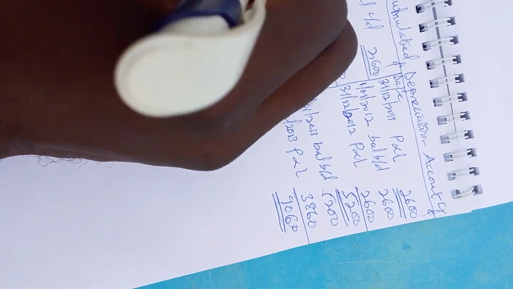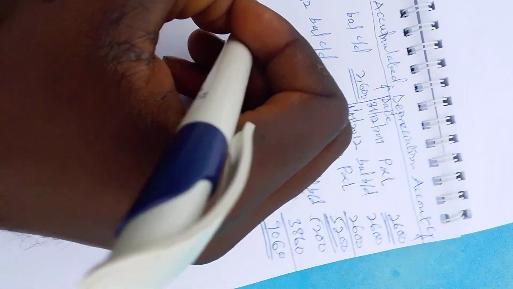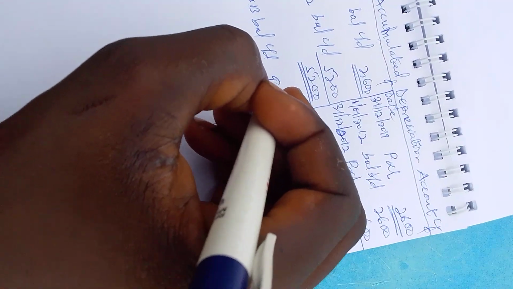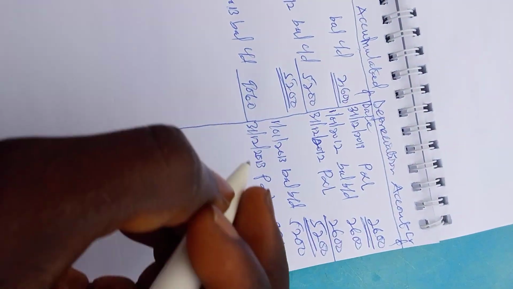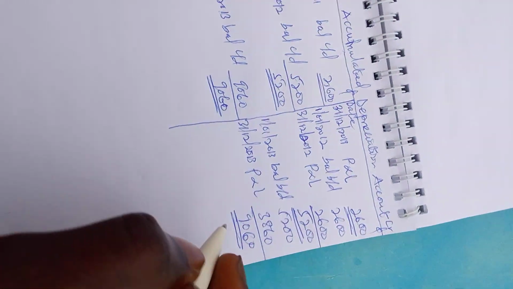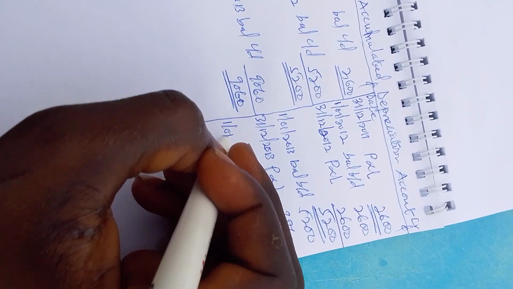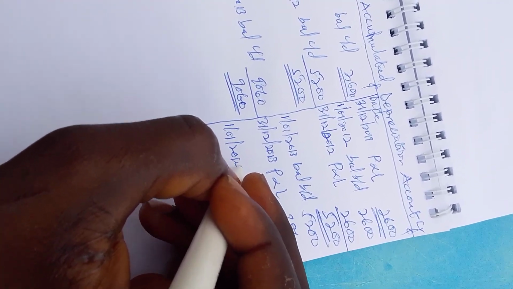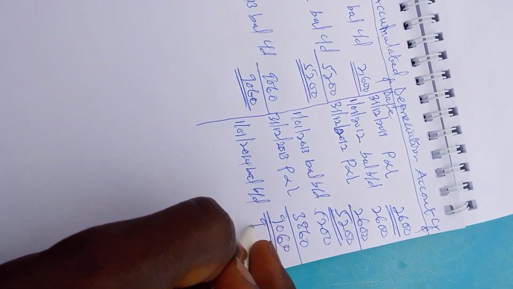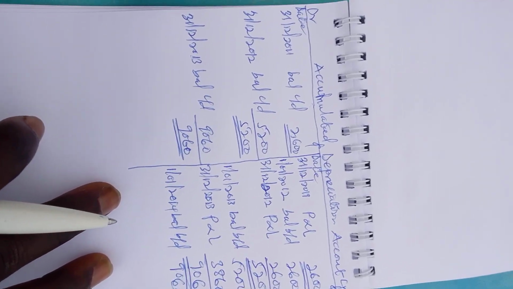So you have to introduce balance carry down 2013, which is 9,060. Balance it off, and we carry it here to be brought down on 1st January 2014. Balance brought down, which is 9,060. In 2014, no accumulation was made.